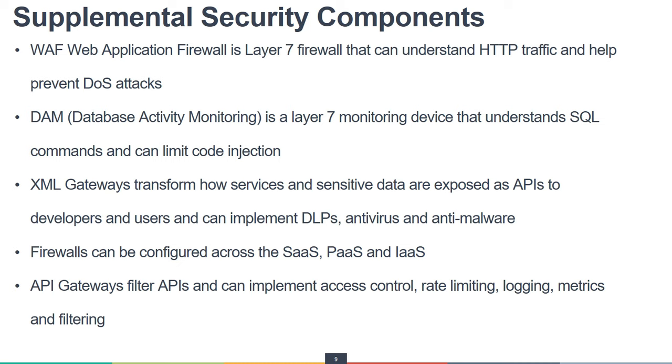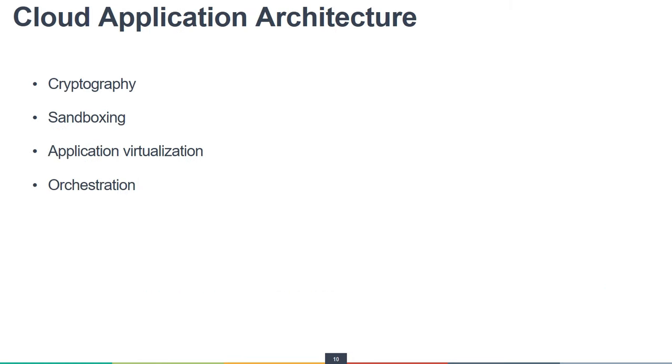API gateways filter the API traffic. They can be installed as a proxy. They can implement access controls, rate limiting, logging, metrics, and security filtering. So it is all related to the supplemental security components which we usually buy from other suppliers or vendors before we deploy them in our cloud deployment.